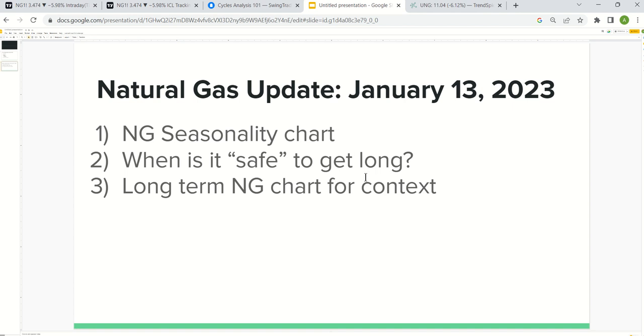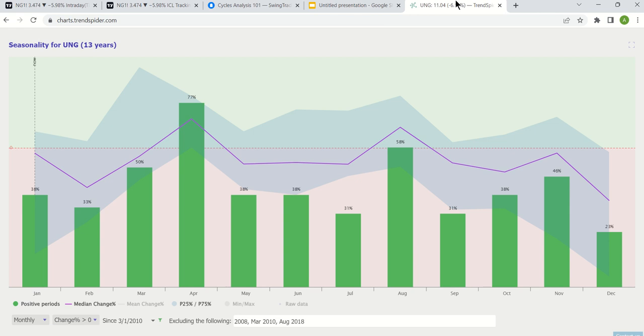And finally, we'll talk about the long-term chart for natural gas just to give some context. Zoom out a little bit, because we've really just been consolidating this week, more or less. And we obviously made it to new lows today, so we just kind of crept there. But let's look at the seasonality chart first off.